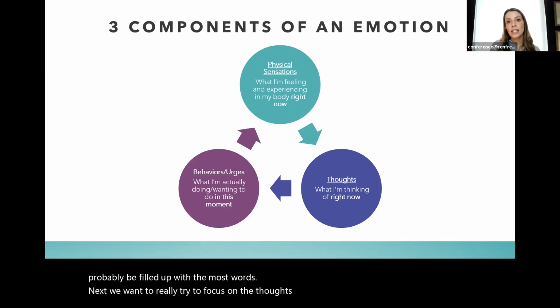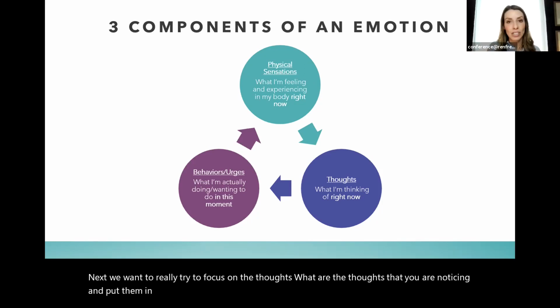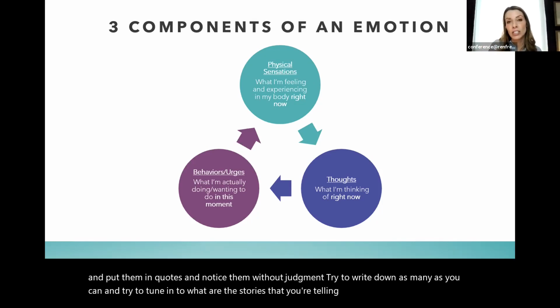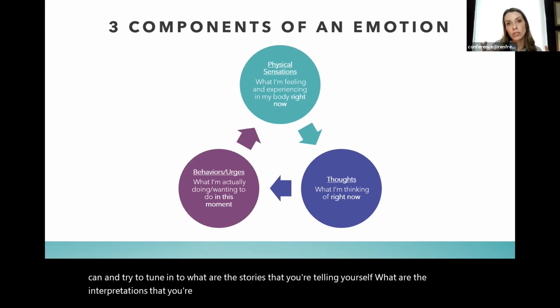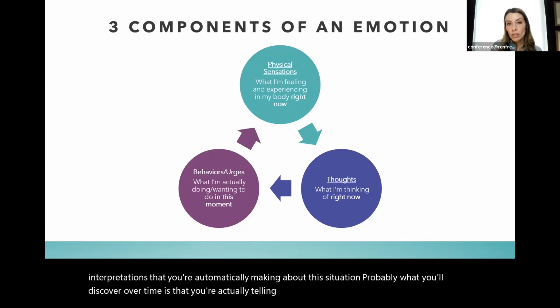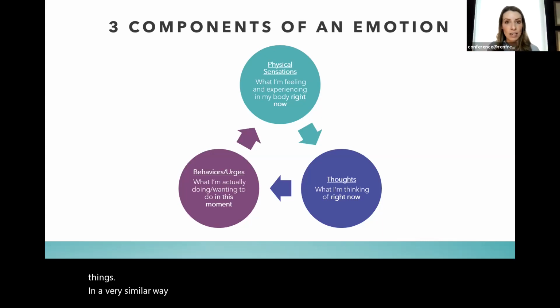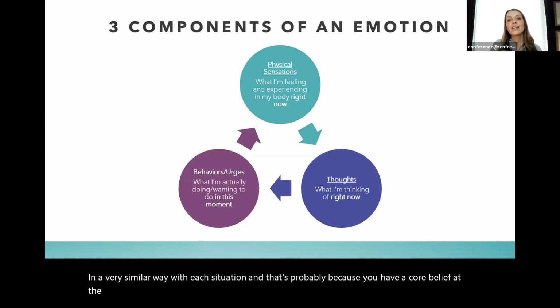What are the thoughts that you're noticing? Put them in quotes and notice them without judgment. Try to write down as many as you can and try to tune into what are the stories that you're telling yourself? What are the interpretations that you're automatically making about the situation? Probably what you'll discover over time is that you're actually telling yourself the same sort of stories and interpreting things in a very similar way with each situation. And that's probably because you have a core belief at the root of those thoughts. So your interpretations oftentimes are coming from those core beliefs that may or may not be true.